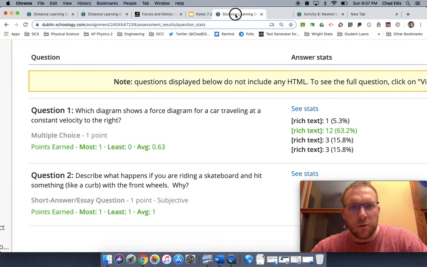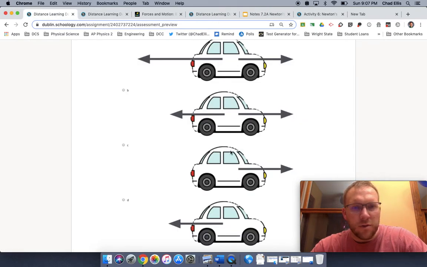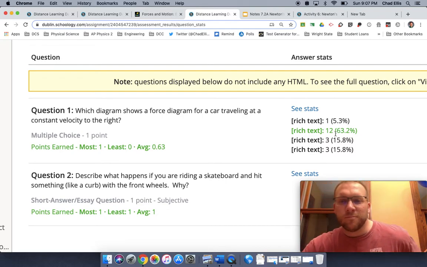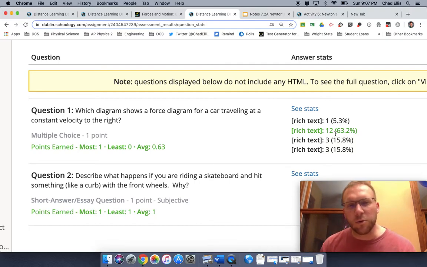Let's go to our answers here. Same question, here's our same four diagrams. And now, after looking through that, about 63% of us got it right. About 40% of us actually changed what our answer was, which is really good, which is hard to do, but it's something that we need to do to have a sense of what's actually happening.